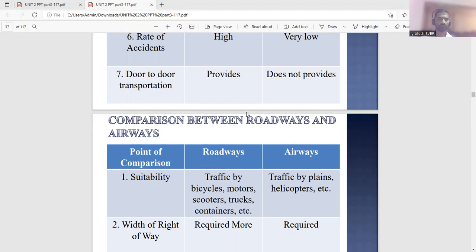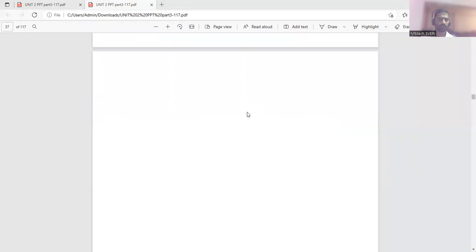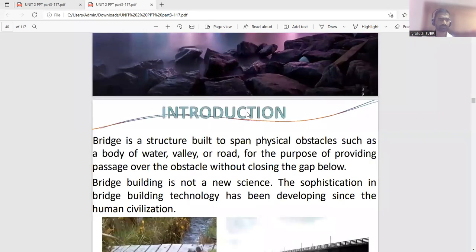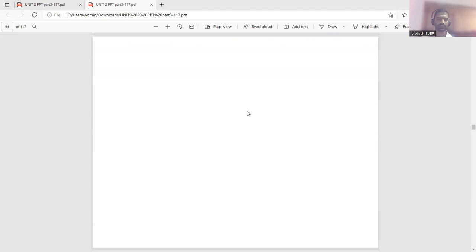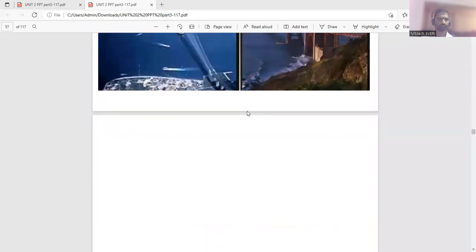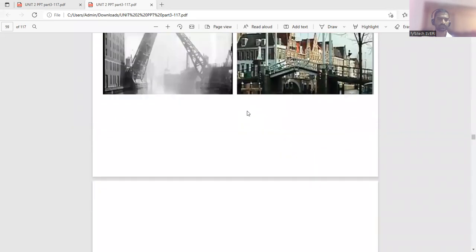So in this class, we will go through the next part. What is that next part? Docks, harbors, and ports. This is all you have studied in the last class.